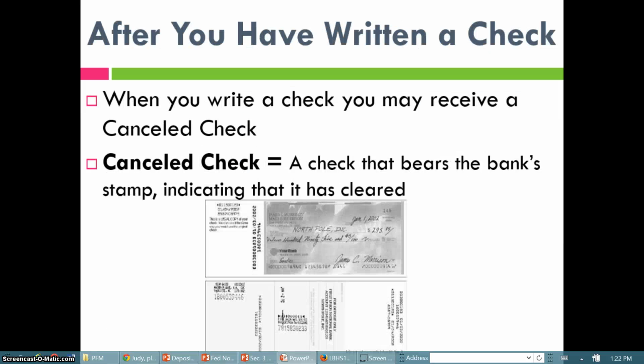After you've written your check, you want to make sure that it has cancelled and cleared your account. Cancelled checks are checks that bear the bank stamp indicating that they have cleared. If you use online banking, you would be able to see when a check clears your account. Click on it and it would show that it has gone through the automatic clearinghouse.